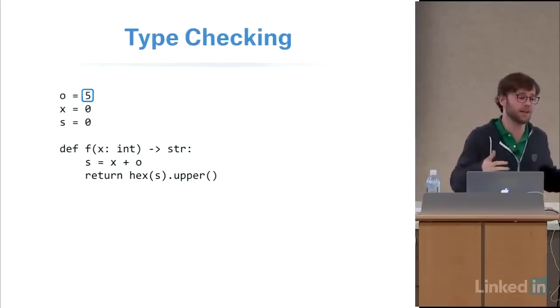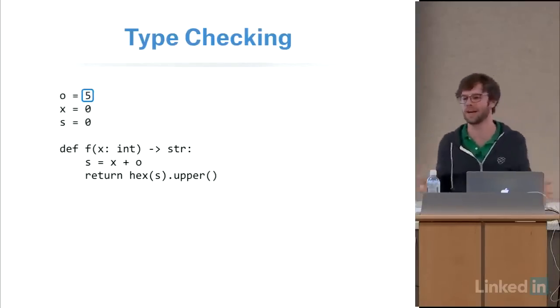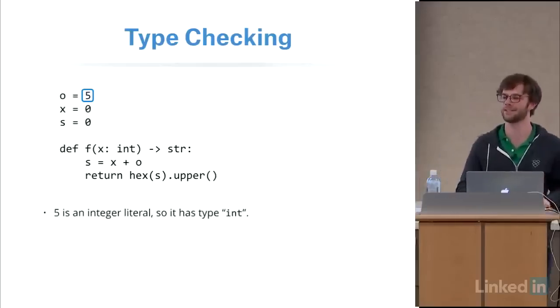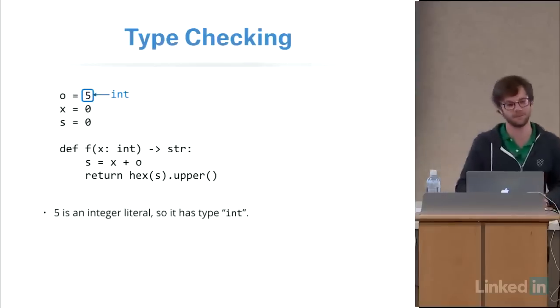The type checking stage is mainly about going through the code, again, meticulously, layer by layer, and figuring out what the type of everything is. So let's start right up here at the top with 5. 5 is super easy, because it's an integer literal. So it has type int. So we write that down.